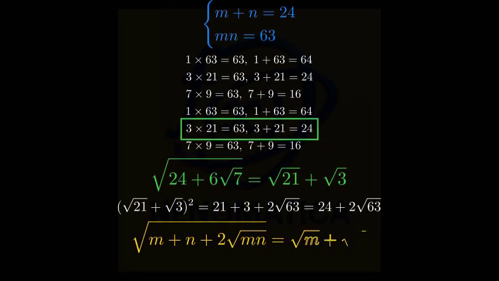Summary of the pattern we used. If you can rewrite as m plus n plus 2 root mn under a square root, it becomes root m plus root n. The whole game is to make the coefficient equal to 2 and then find the matching sum and product.